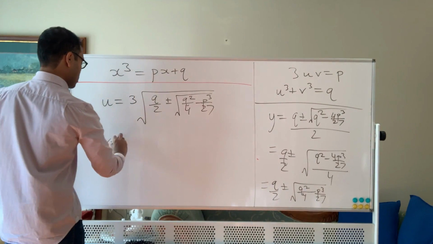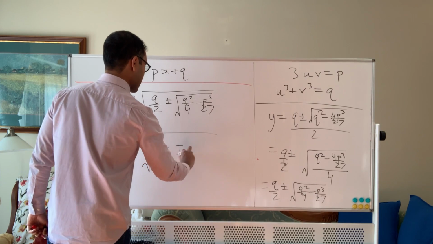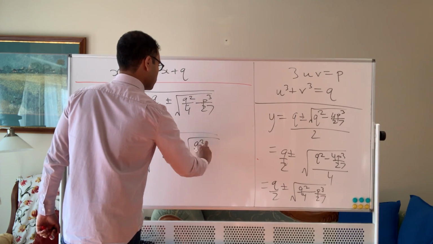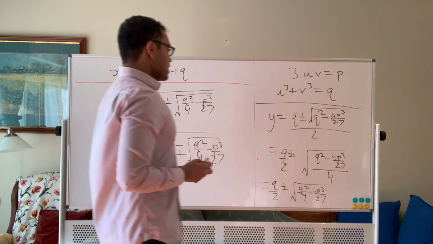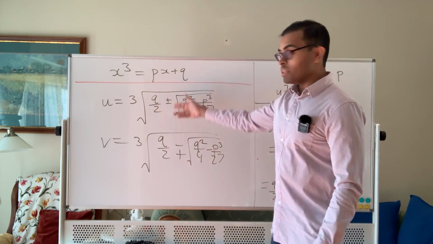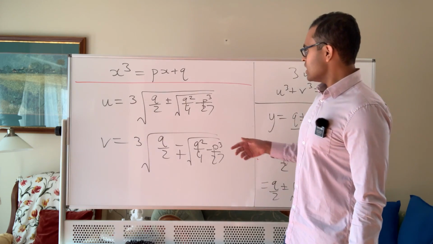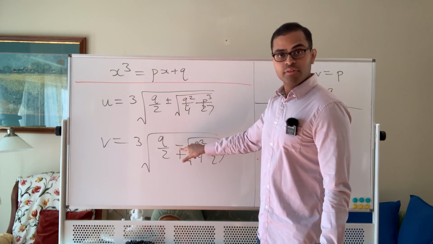V is going to equal the cube root of q over 2 minus the square root of q squared over 4 minus p cubed over 27, okay? Now, here's the thing. Our x that we want in the end is just u plus v. So it doesn't matter if we choose u to be with the plus sign, v is going to be the thing with the minus sign.